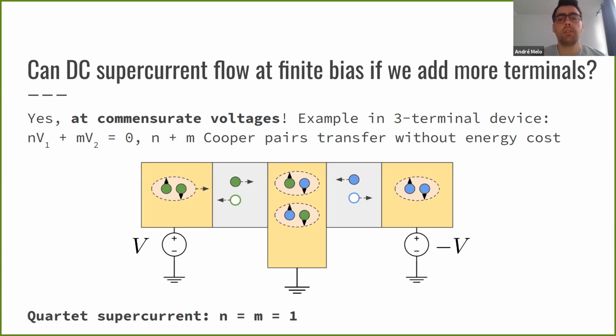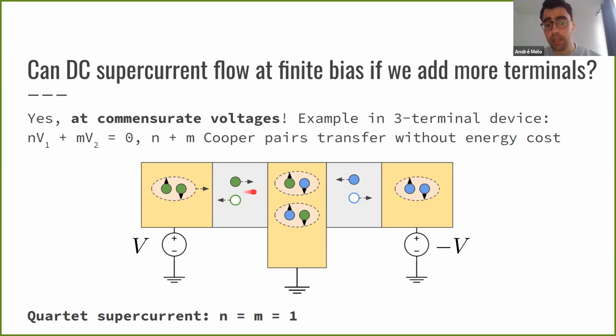The simplest or lowest order non-trivial process that can happen is the quartet supercurrent. That's when n and m equal 1. So each biased terminal transfers 1 Cooper pair to the central superconductor. I should note that from now on, and also in the paper, we focus on the quartet case just for simplicity, but all the math that we do and all the results, you could do exactly the same thing for higher order resonances or other multiplets, so other combinations of n and m. But for simplicity, we focus on the quartet supercurrent case.